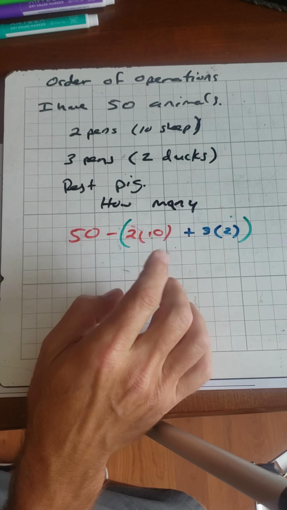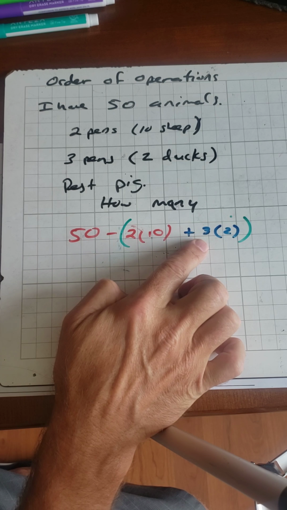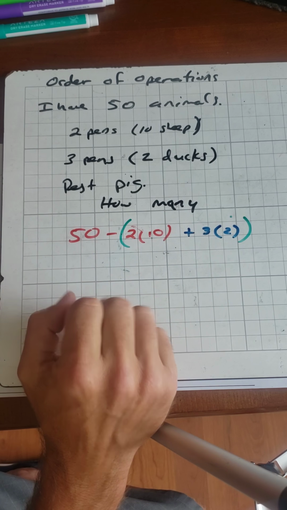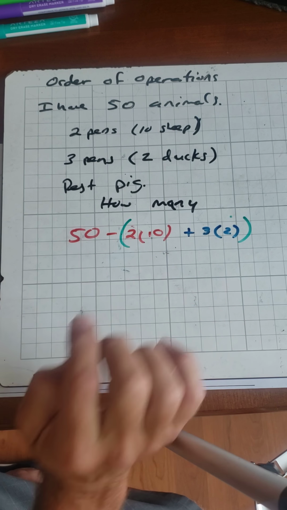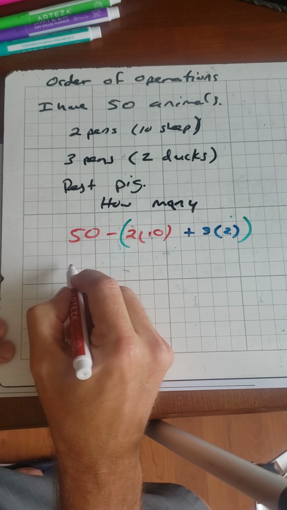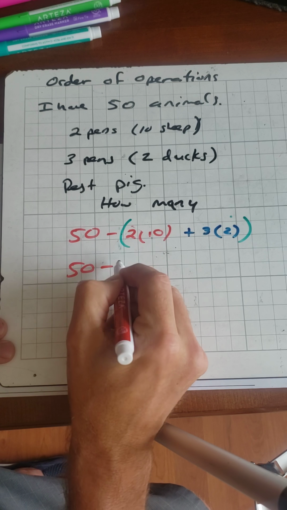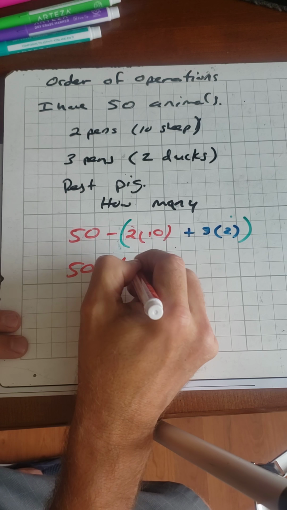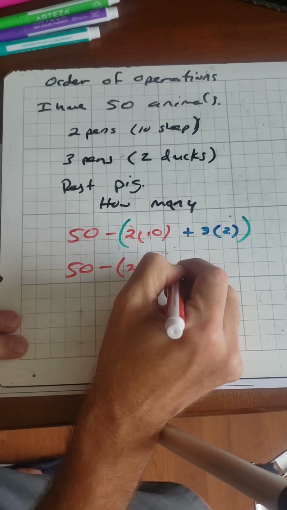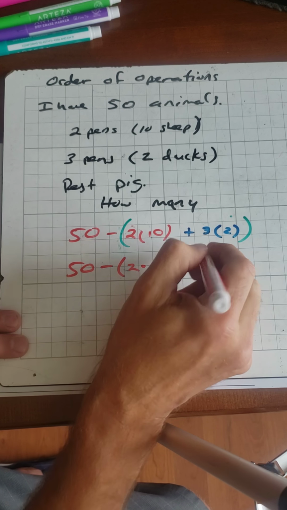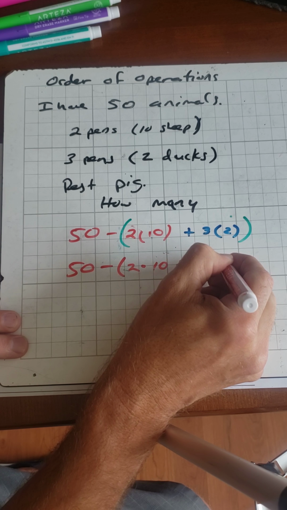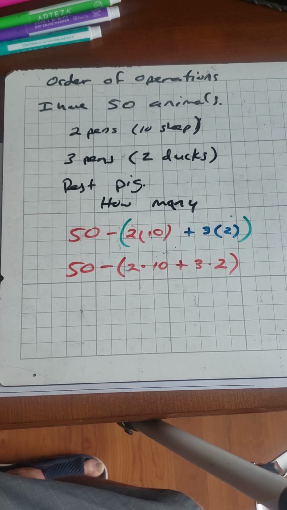So you might look at it and go, well, am I supposed to add 10 to 3 or not? And I'm sure that many of you know that that's not what we do, but it is technically an option, right? So if I wrote this differently, I wrote it like this, 50 minus 2 times 10 plus, I'll put the dot in there, make it look a little bit easier, 3 times 2, and then parentheses. So now you can see that it's a little bit more confusing about what you should do first.